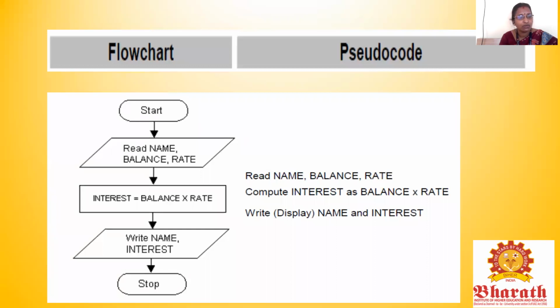So now, the corresponding flowchart. How are you drawing it? We start the process. Read the customer name, customer balance value, and rate of interest. All these are obtained as input from the keyboard. And then we calculate the interest to be paid, nothing but balance value into rate of interest. And then write the username as well as the interest to be paid. So we stop the process. So now we have written the pseudocode as well as drawn the flowchart. The flowchart is obviously very easy to understand, showing the logic behind the program.